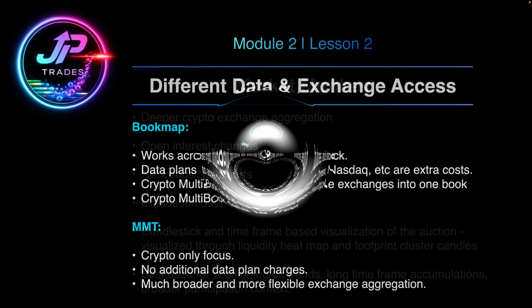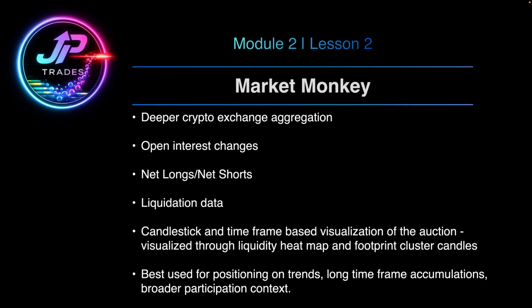It also emphasizes participation trends, positioning, open interest changes, net longs, net shorts, liquidation clusters, etc. It has a ton of different tools and indicators to choose from that are very crypto specific. Tools include advanced heat maps, footprint clusters, tape, CVD, and liquidation profiles. You have a liquidation heat map, again, open interest, net longs, net shorts, etc. And we'll be diving deeper into all of those as the course progresses.